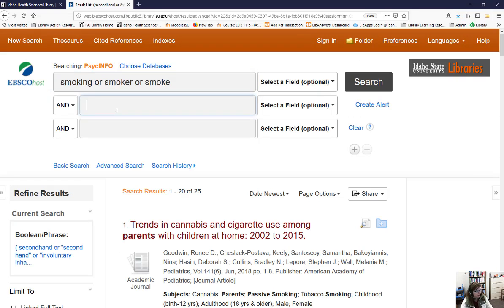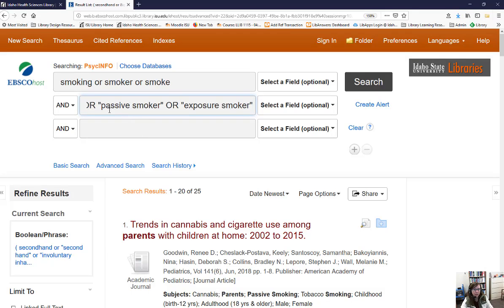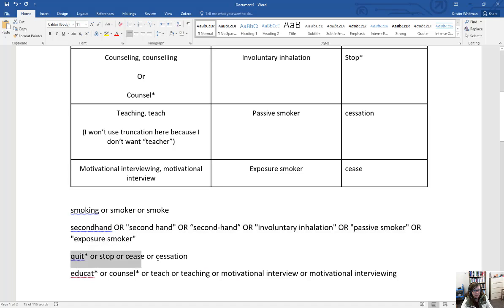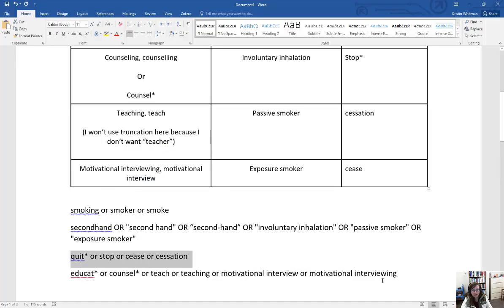ORs, and I'm going to put in 1 per box, and these concepts are automatically going to be combined with the AND operator. So don't change these drop-down menus. What we're doing is combining different concepts with the AND operator. So if I put this here, put my second-hand concept, I put my quitting concept, and then put my educating concept.